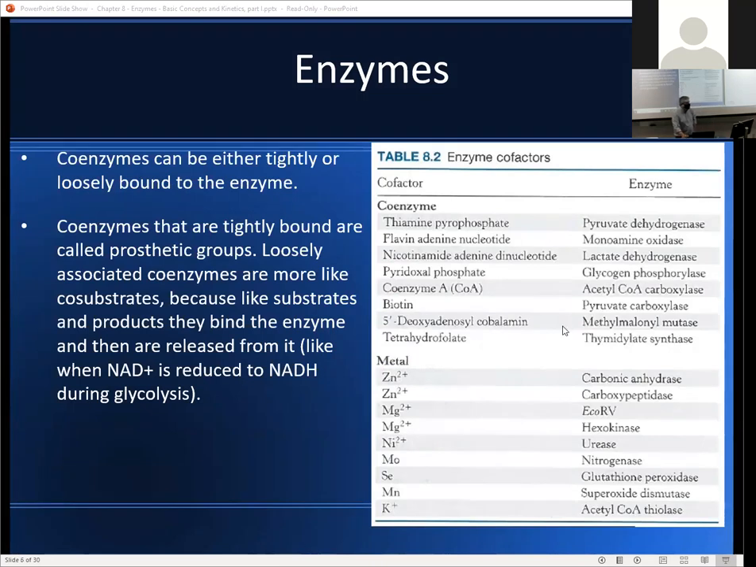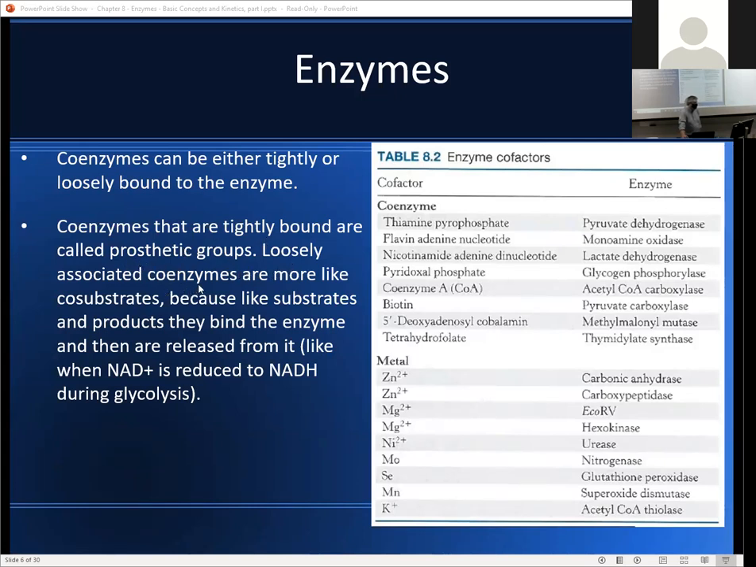Coenzymes can be either tightly or loosely bound to the enzyme. Sometimes cofactors act very much like a substrate, so they'll bind and then dissociate from the enzyme. At other times, the cofactors are covalently bound to the enzyme. When they're covalently bound, we refer to them as prosthetic groups. So coenzymes that are tightly bound are called prosthetic groups.